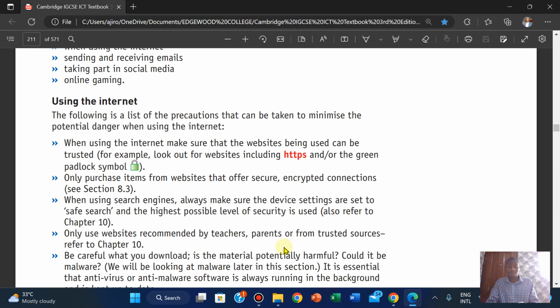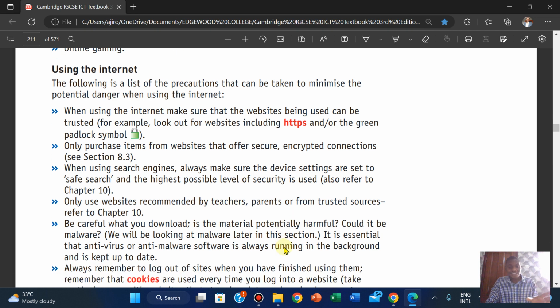Very important, because most of those materials you download could be harmful, not just to you but to your system. They could be viruses in disguise. They could be Trojan horses. They could be malware. They could be worms. So is the material potentially harmful? Could it be a malware? Of course, we're looking at malware later in this section.